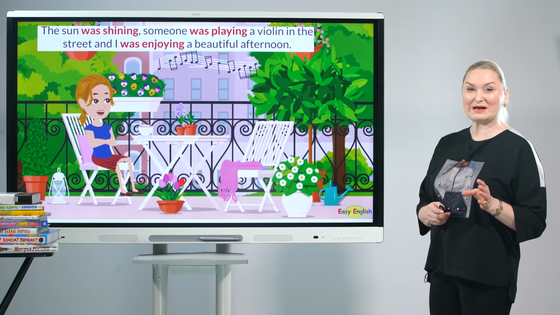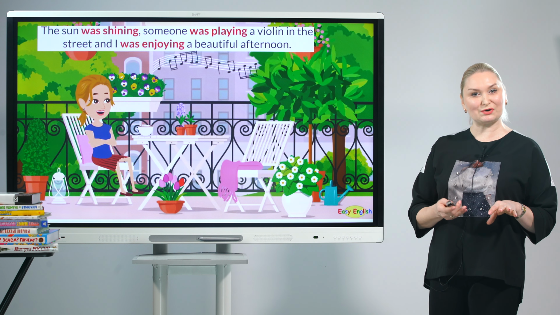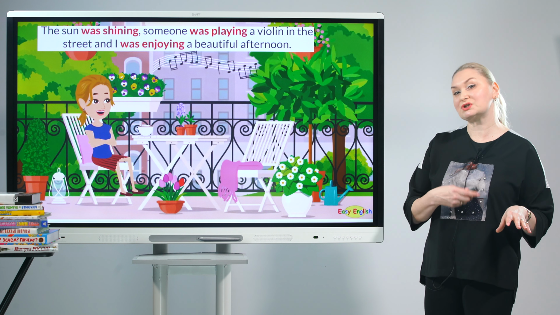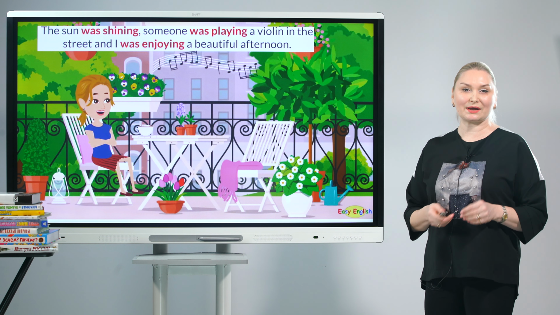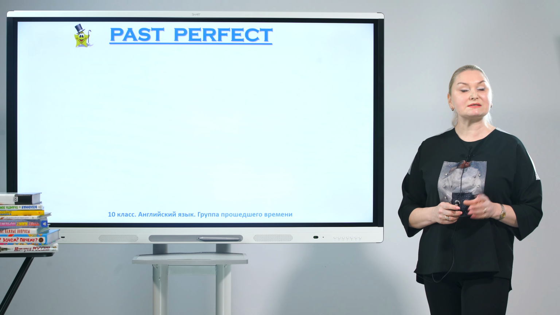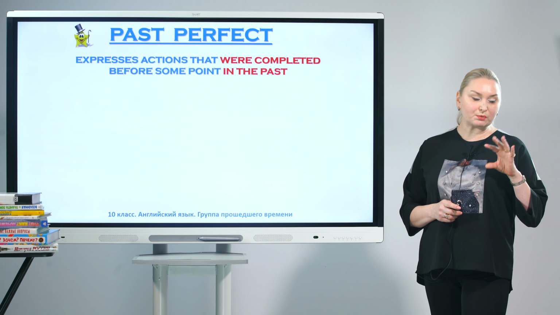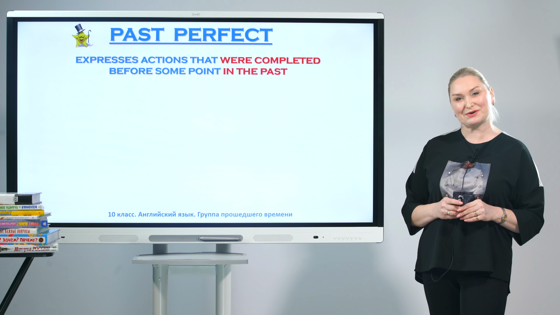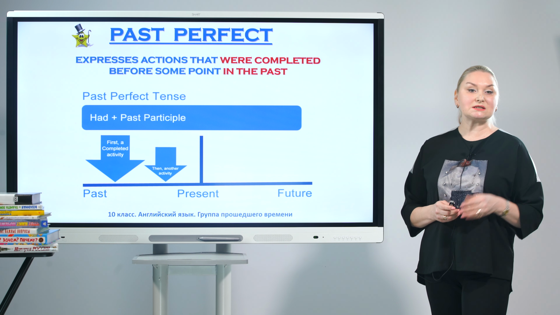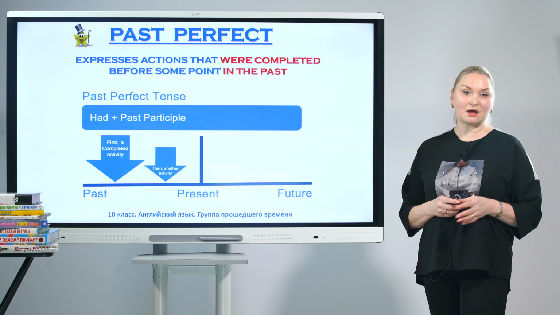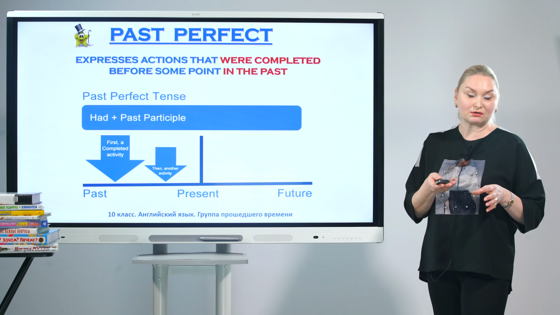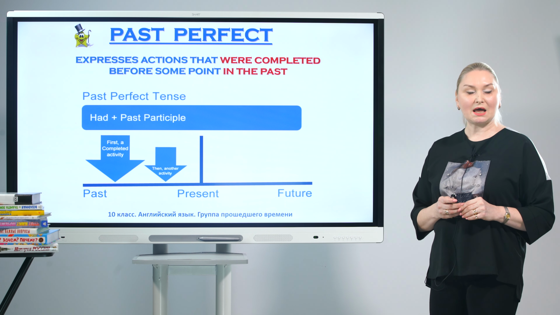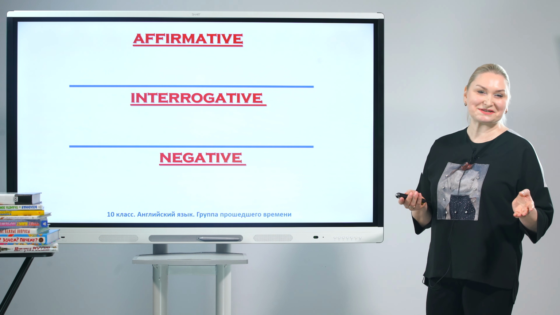Okay, the formula of past progressive is was or were plus a verb with the present participle. The sun was shining, I was sitting. Okay, let's continue. The next tense is past perfect. It is used when we have to express actions that were completed, pay attention, were completed before some point in the past. And the formula: had plus past participle. Past participle is the ed ending for regular verbs and the third form of irregular ones. Don't forget.